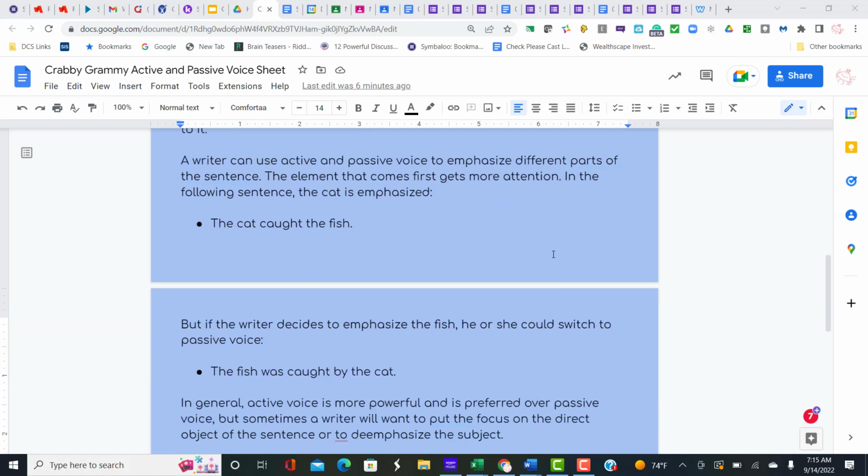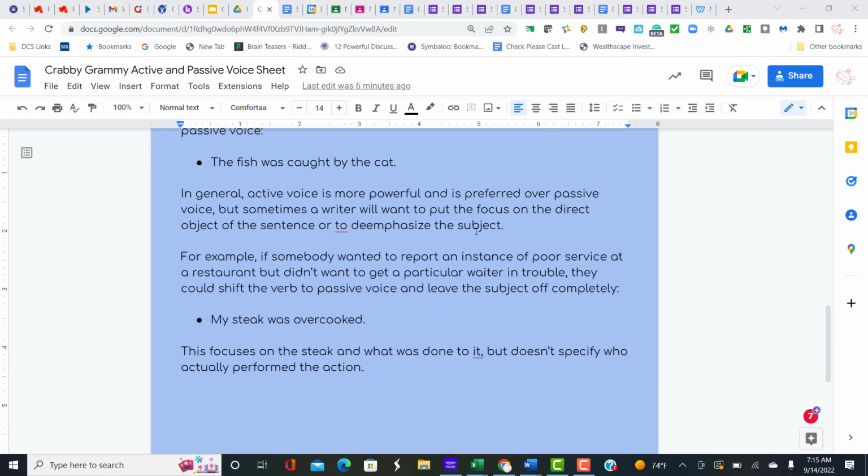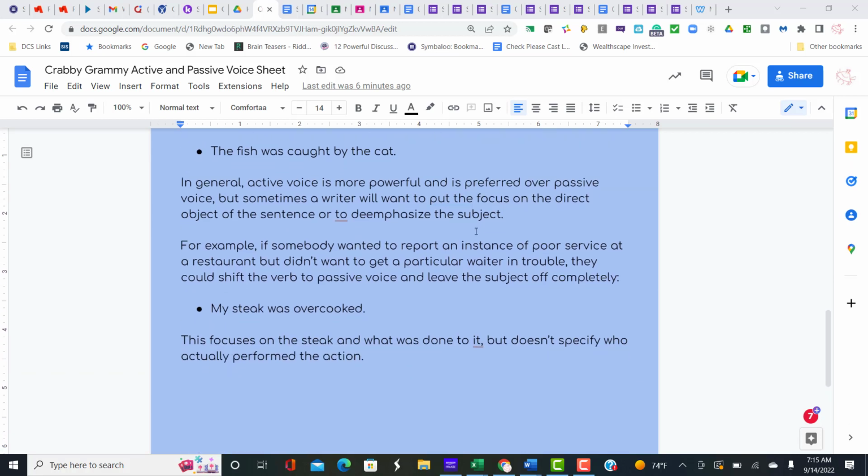All right. Really, when do you use this? If you want to emphasize different parts of a sentence. In this sentence, you want to emphasize the cat caught the fish. If you decide to emphasize the fish instead, turn it around, make it passive. The fish was caught by the cat. But in general, active voice is more powerful and is preferred over passive voice. If you want to put that focus on the direct object, or if you want to de-emphasize the subject for some reason, though, you have passive in your back pocket just in case.